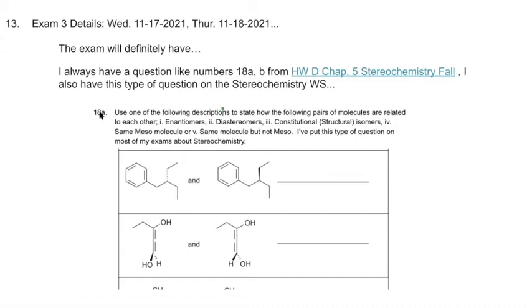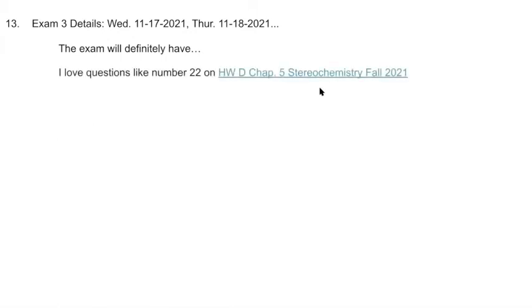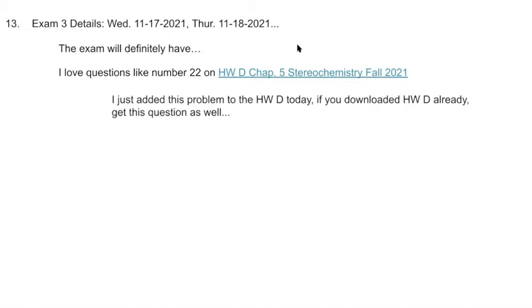18A and B on the newest chapter 5 homework has examples of it, and on the Stereochem workshop you have examples of it. And the Stereochem workshop examples, I worked that out last lecture. I love this question. I'm surprised I didn't have this in homework 5, so I added this to homework 5 today. If you've downloaded homework 5 already, you haven't seen this one yet. So check it out. I'll put it here actually too.